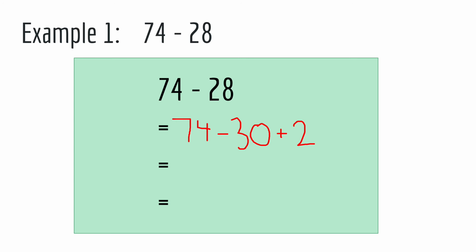So we're going to rewrite this problem, and we are going to begin by subtracting 30 from 74. So we get 44 plus 2. So now all we have to do is add 44 plus 2, which gives us the answer of 46. So the answer to example 1 of the problem 74 minus 28 is 46.